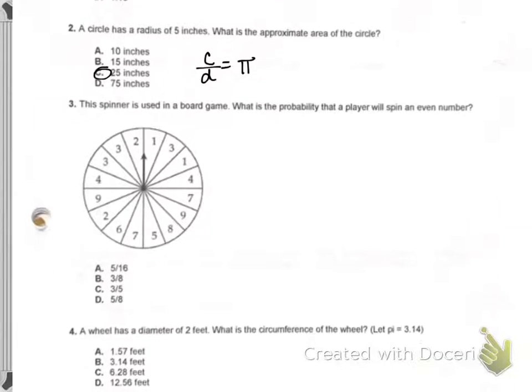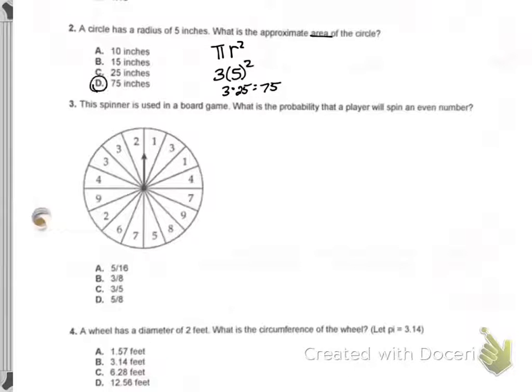Number 2. A circle has a radius of 5 inches. What is the approximate area of the circle? So I'm going to write the circumference formula. I'm sorry, not circumference, area. That's for area. So it's pi r squared. And it's approximate, so pi is 3.14. 5 squared, 5 is the radius. So 3.14 times 25, that looks like 3 and 25 hundredths. 3 times 25, that equals 75. The answer is D.